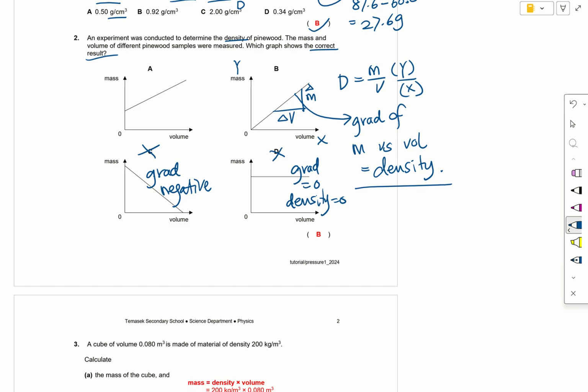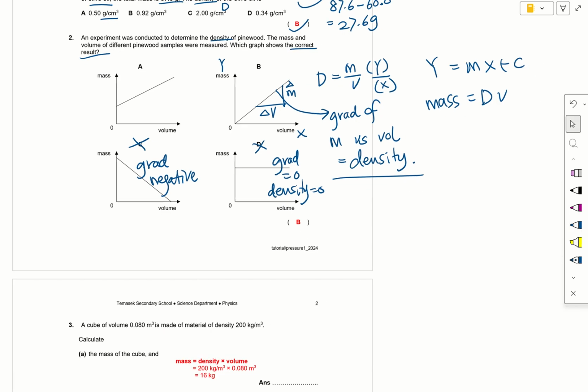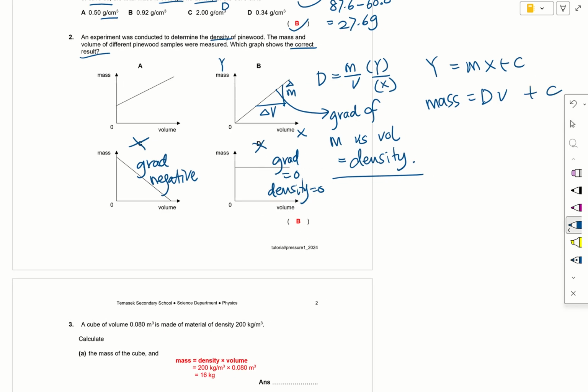If you do it in math form, y equals mx plus c, right? You will see that y, the mass, equals the gradient, which is the density, multiplied by the volume, and there is no y-intercept. Because based on this formula, the c is 0. So therefore, the answer is B.